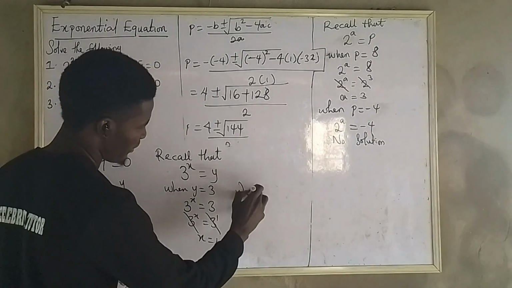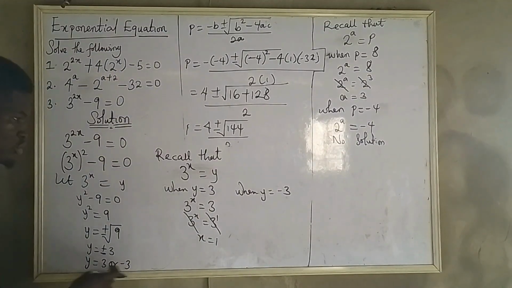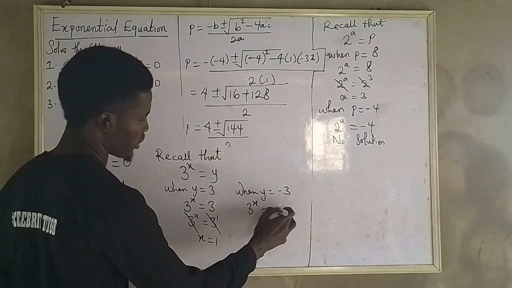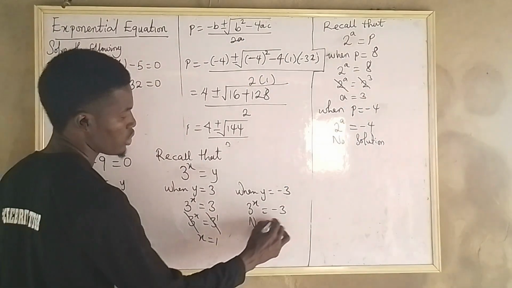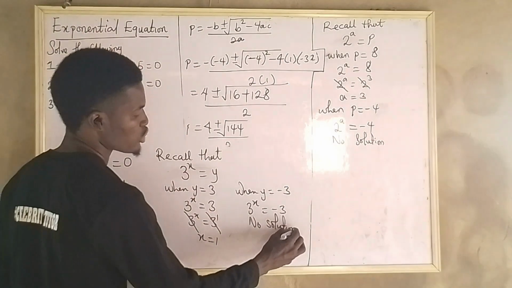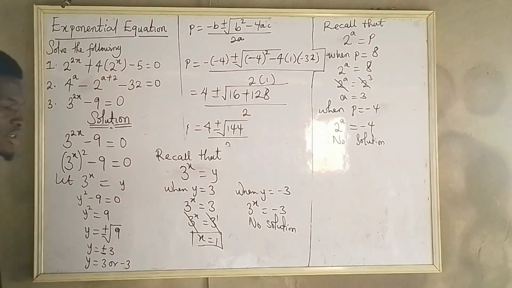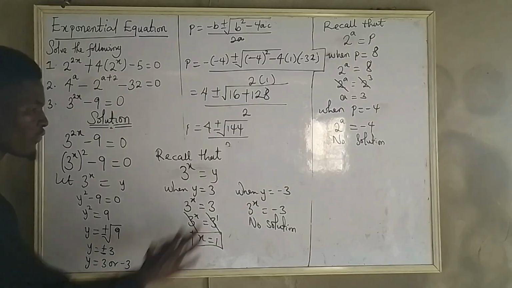Then now when y equal to minus 3, you know our answers are 3 and minus 3. So you are going to have 3 raised power x equal to minus 3. What will you conclude here now? No solution. Are you seeing that now? So our only solution is x equals to 1. So if this is a theory question, you have to solve it like this.